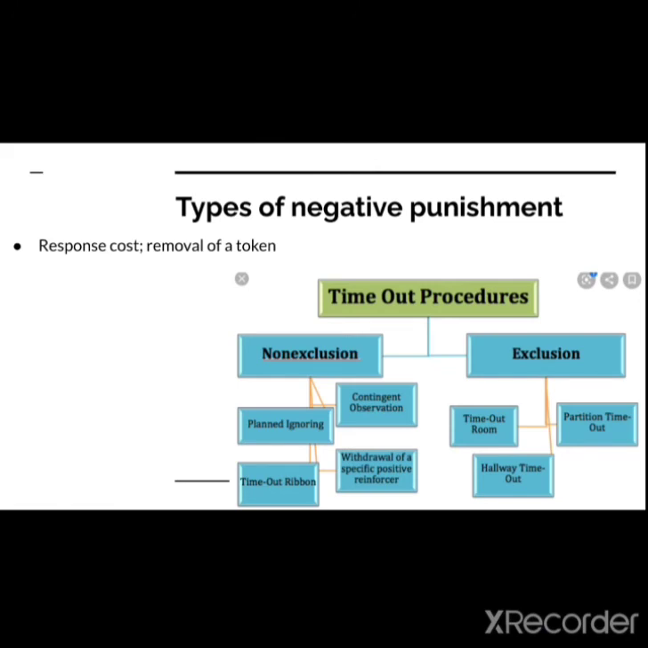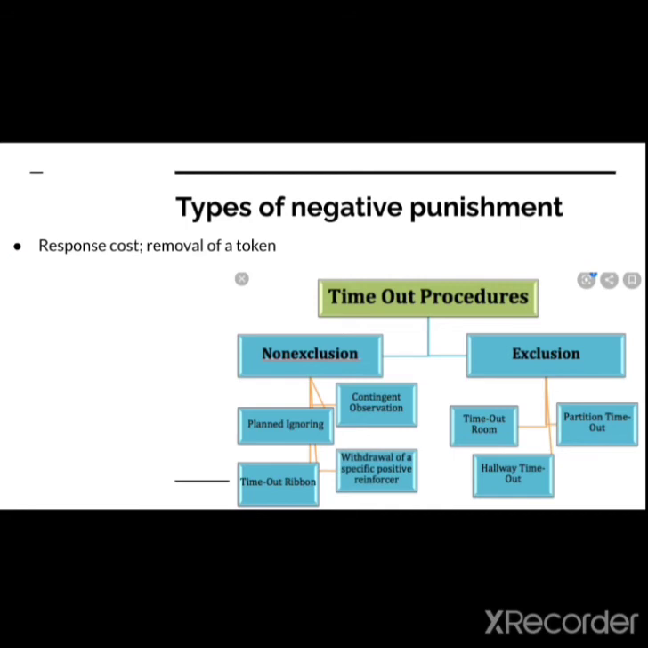So there are types of negative punishment. We have response cost, which is the removal of a token. So you're removing a token whenever an inappropriate behavior occurs. And then we have timeout procedures. We have non-exclusionary and exclusionary. We prefer to stick with non-exclusionary in our real-world events. However, for exam purposes, for Cooper purposes, we have to explain both scenarios.